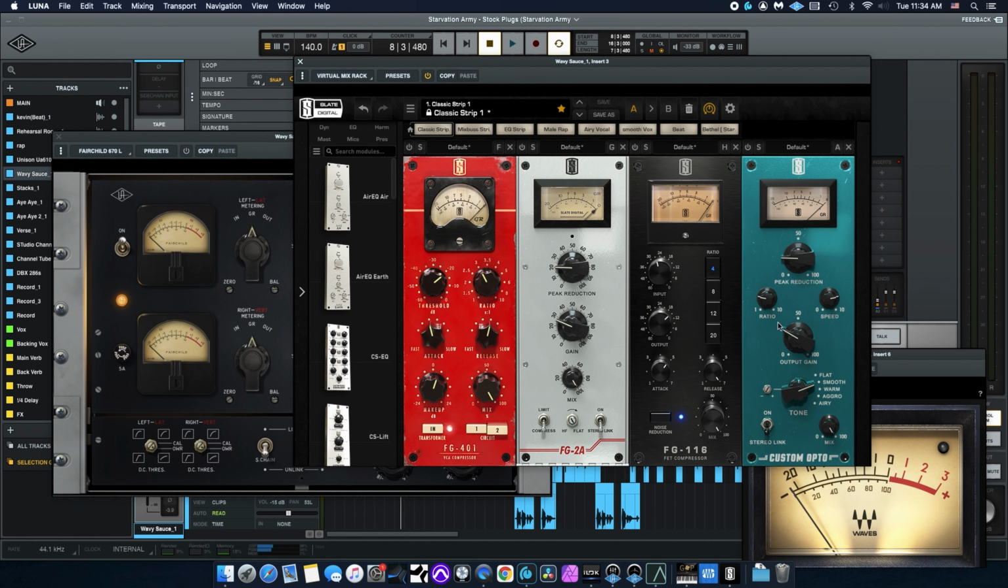Okay? All right, so now let's go ahead and run a signal through all these compressors and see how we would use them. We're going to start with all compressors in bypass, and then we're going to add compressors in, and then I'm going to show you exactly what I did to get the desired sound that I wanted. All right, so this is the raw signal, no compression.